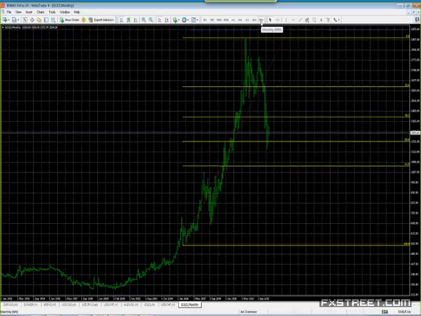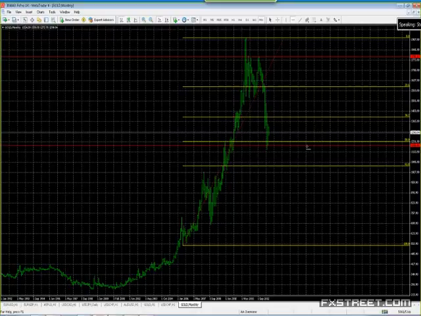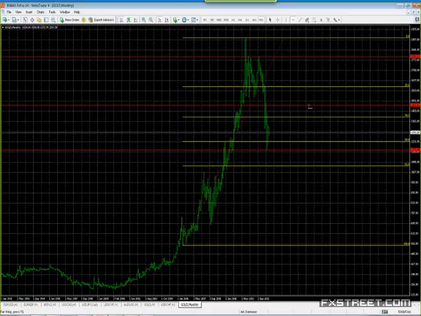Anything else I want to put in, I'll probably put in some key levels. So I'll put in a key high here, a key low here. What else? That seems to be a nice key indecision in the market. So that's your monthly chart.